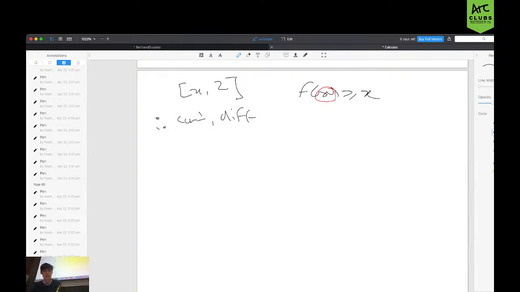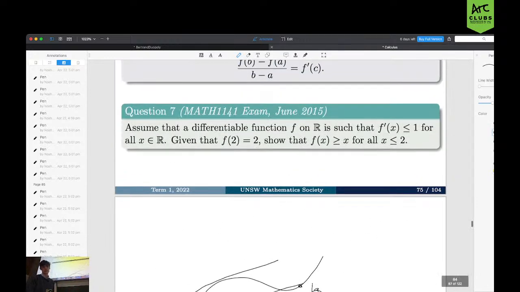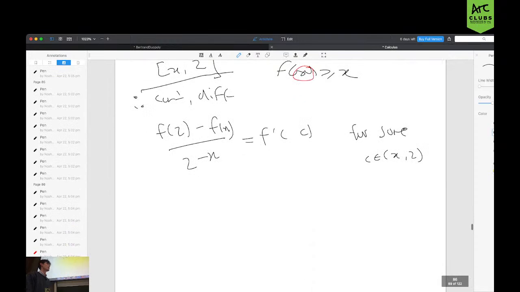So applying the mean value theorem on this specific interval here gives us (f(2) minus f(x)) divided by (2 minus x). This is equal to f'(c) for some c in x to 2, right? And because c is a real number, and given in the question it says that the derivative is always less than or equal to 1, like this part of the question, we know that f'(c) also needs to be less than or equal to 1, and that's where we get that inequality in. We're just going to do a little bit of algebraic manipulation to help us prove the final inequality, right?